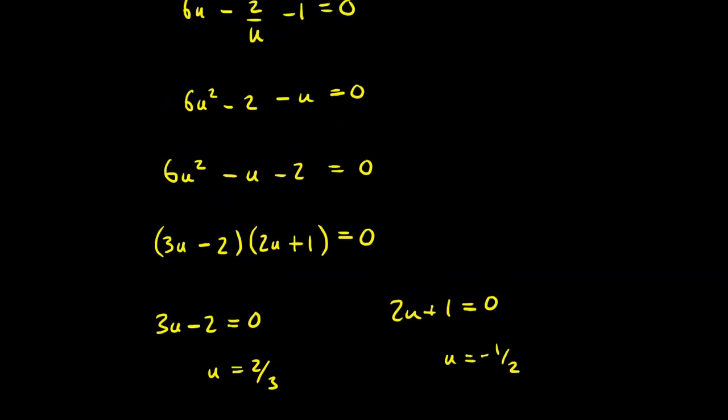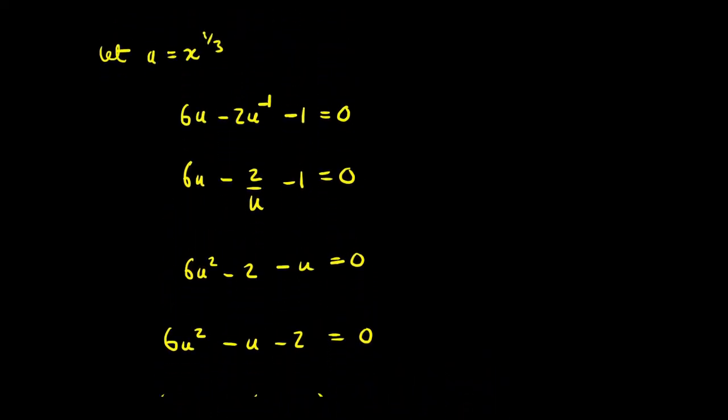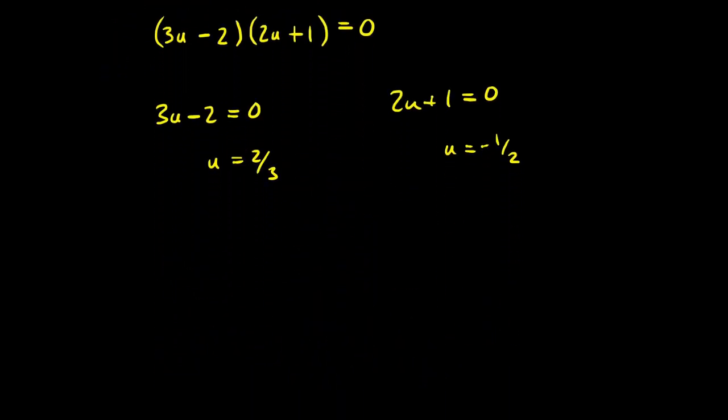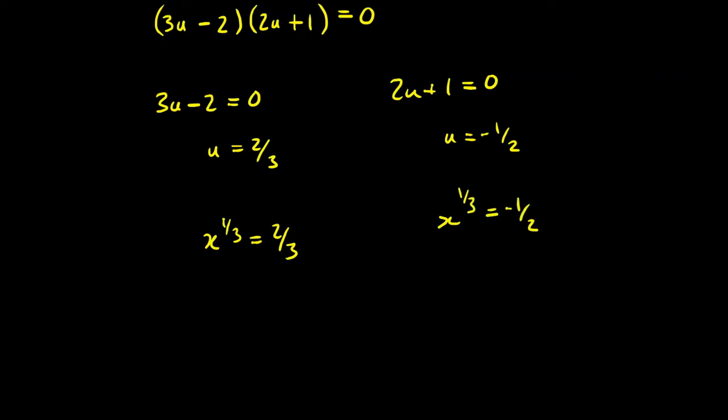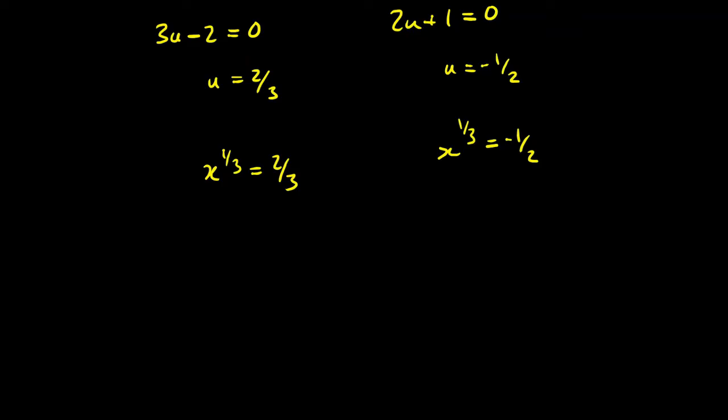Now we need to remember that we used the substitution u is equal to x to the power of a third. So x to the power of a third is equal to 2/3, and x to the power of a third is equal to negative a half. So the power of a third is the same thing as the cube root. So if we want to get x, we just need to cube both sides, right? So we're going to cube 2/3, or cube, beg your pardon. And we are going to cube negative a half.